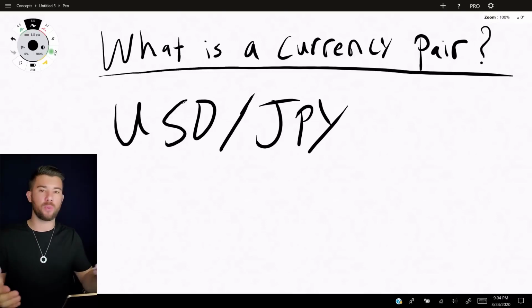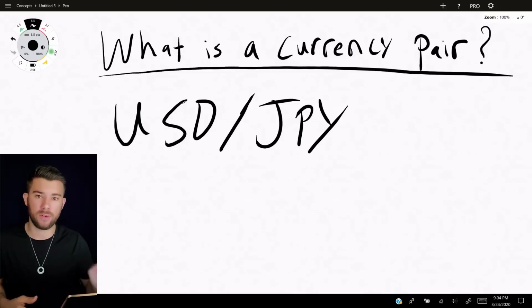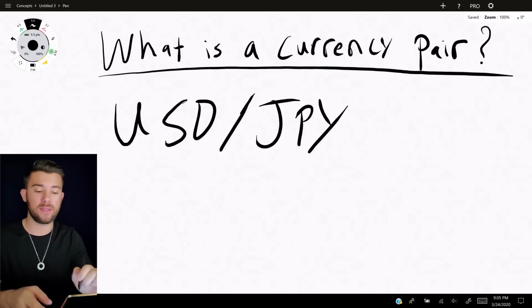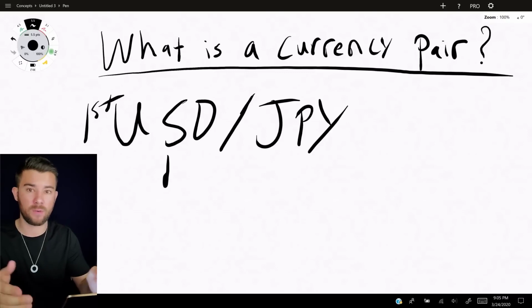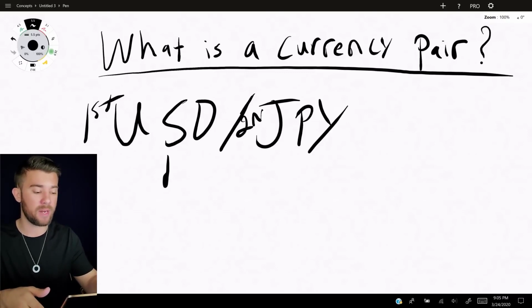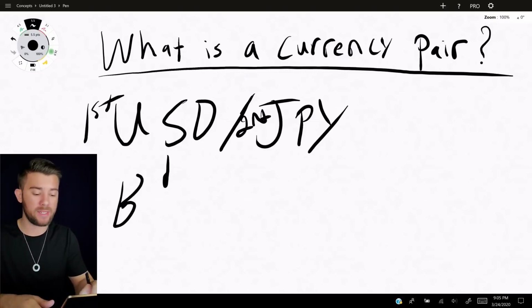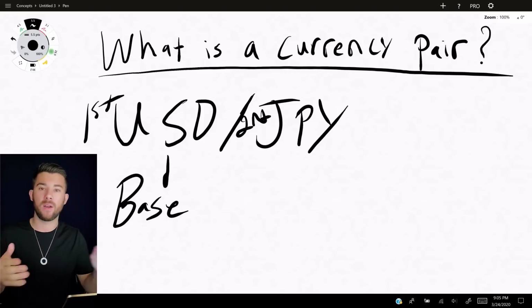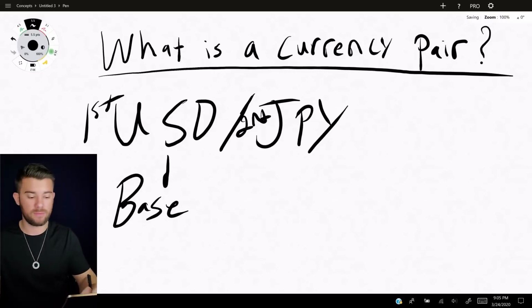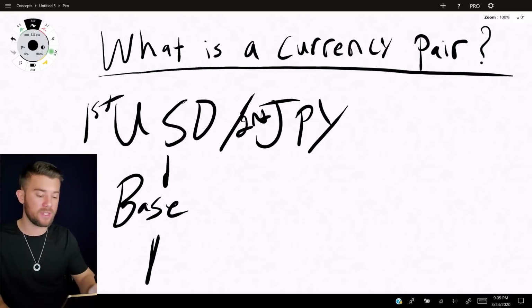With the dollar yen, which one of these pairs is a base pair? Is it the dollar or the yen? Hopefully you said the dollar, right? Because the dollar is the first pair in the equation. The yen would be the second pair in the currency pair. So with the dollar being the first pair, that means it is the base currency of this currency pair. With it being the base currency of this pair, what's its value always equal to? 1. When you're looking at the valuation of a currency, this value is always going to be equal to 1.